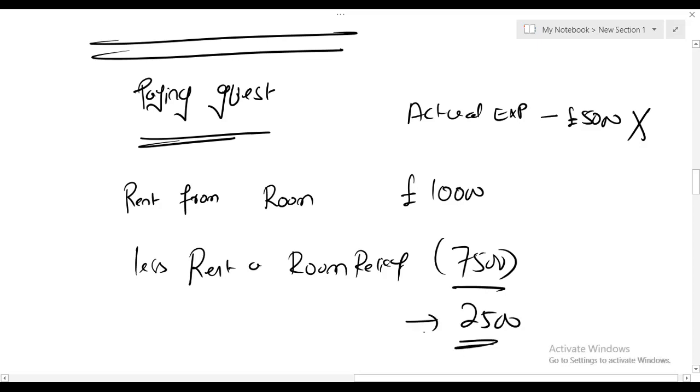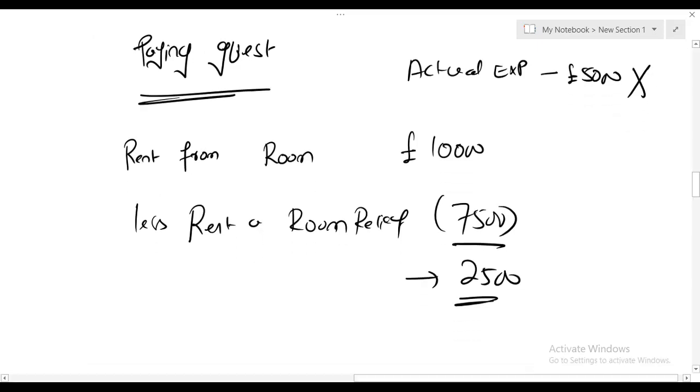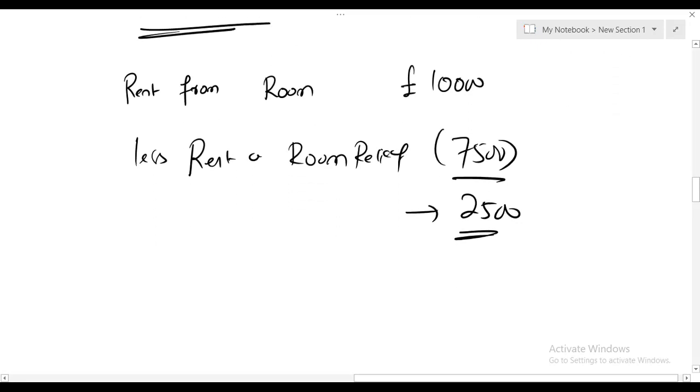Why would I deduct 5,000 actual expenses? So it's a very simple concept. If anyone gives a room on rent, that individual gets two options, either to get a rent a room relief or actual expenses. Logically, whichever is higher, the individual is going to opt for that option. But there is one more very important concept.